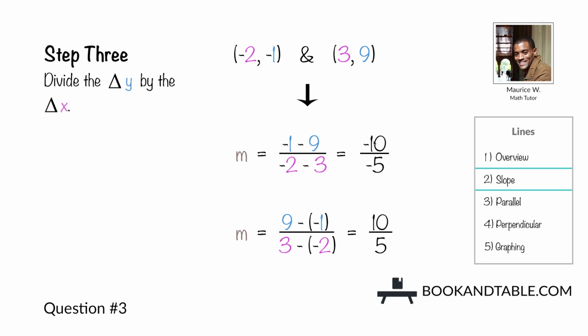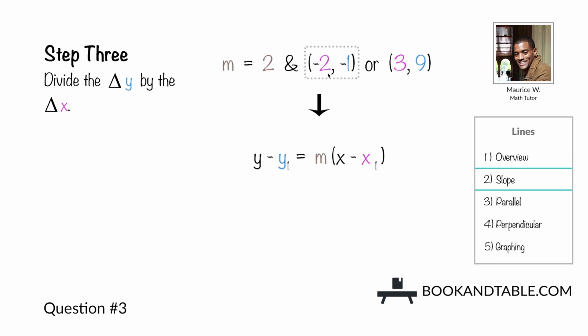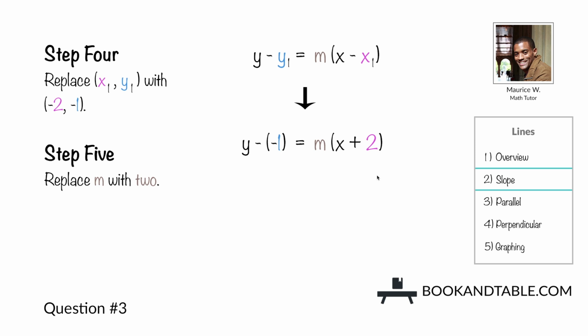Step 3, divide delta y by delta x. Negative 10 divided by negative 5 is positive 2. Positive 10 divided by positive 5 is positive 2. So our slope is positive 2. Now we take that slope and combine it with either the first point provided or the second point provided in the point slope form to figure out the equation of the line. So step 4, replace x1 and y1 with negative 2 and negative 1. And then step 5, replace m with positive 2.